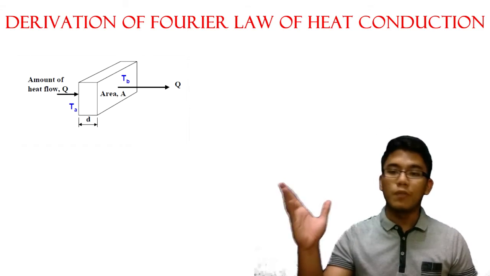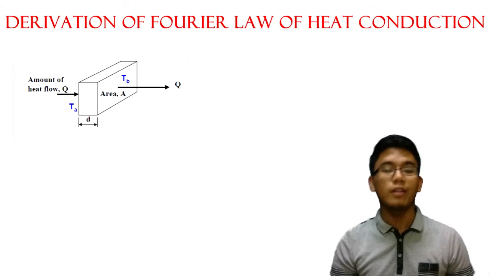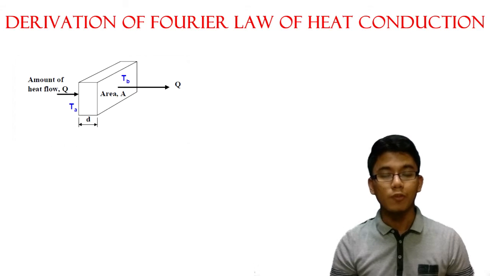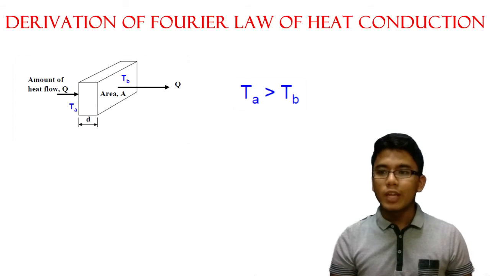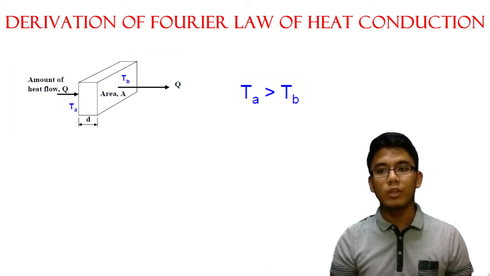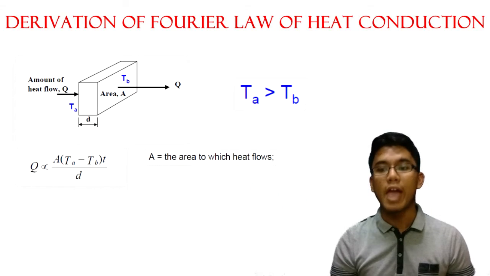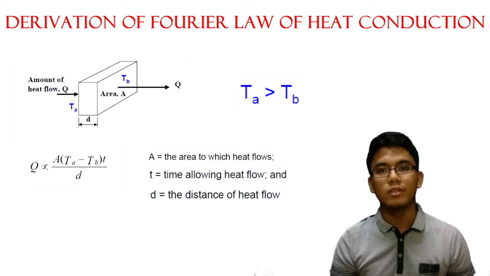Let's take an example of a solid slab, with the left surface at temperature TA and the right surface at temperature TB. Heat will flow from the left to the right surface if TA is higher than TB. So by observation, we can formulate the total amount of heat flow Q through the thickness of the slab as this equation, where A is the area through which heat flows, t is the time allowing heat flow, and d the distance of heat flow.